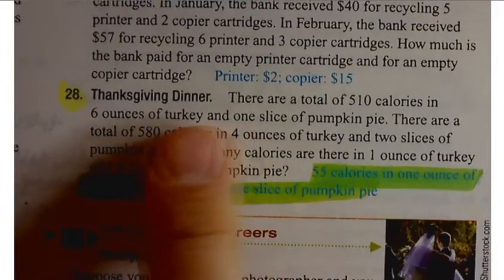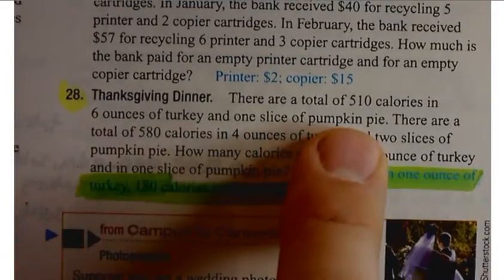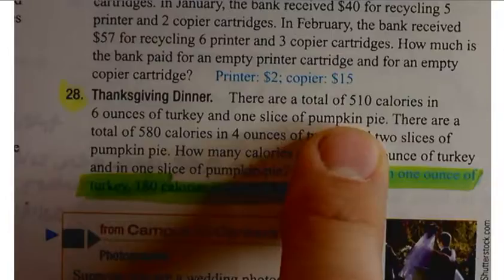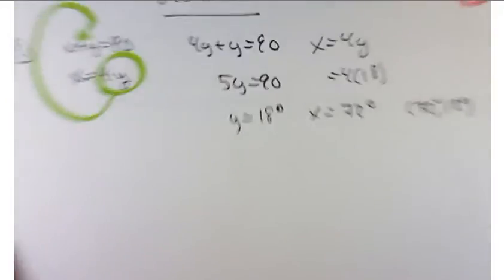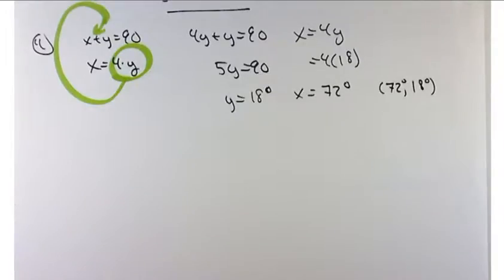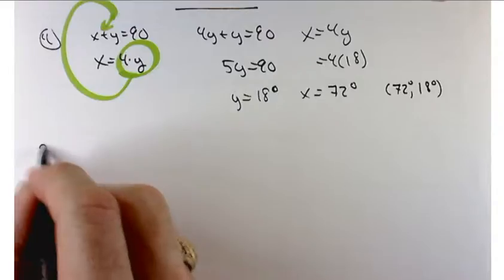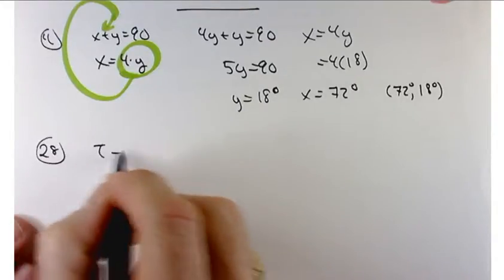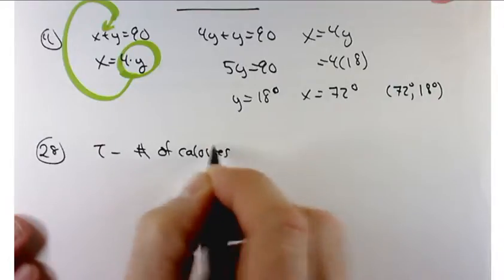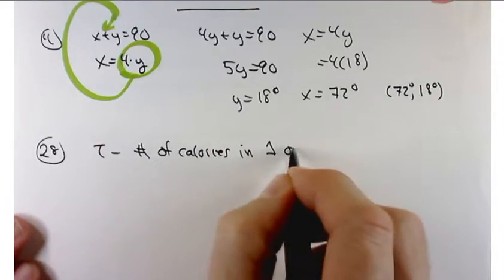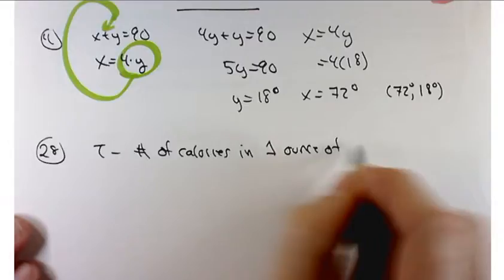How about T and P? Does it work out all right? So T would be the number of calories in 1 ounce of turkey. And P is the number of calories in 1 slice of pumpkin pie. So this is problem 28. T is the number of calories in 1 ounce of turkey.